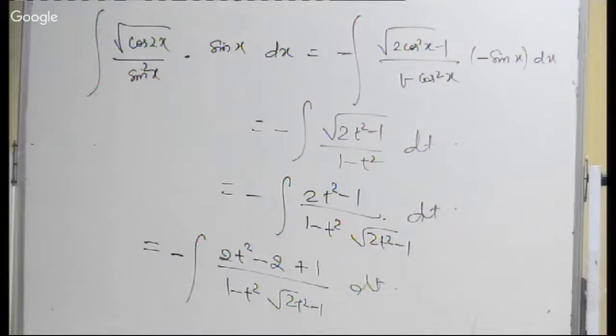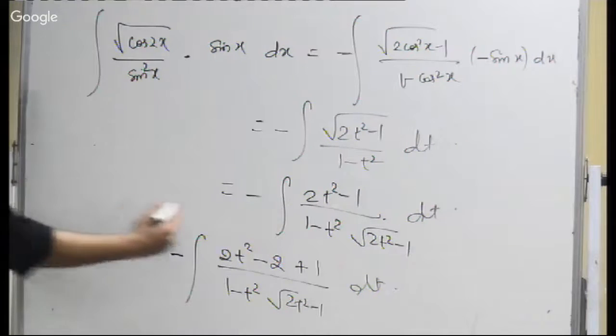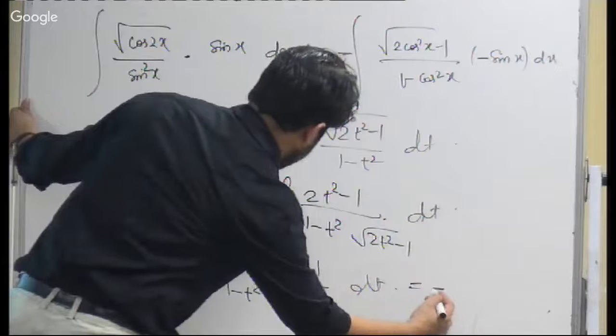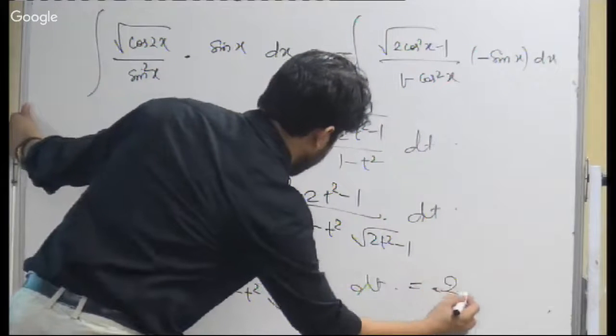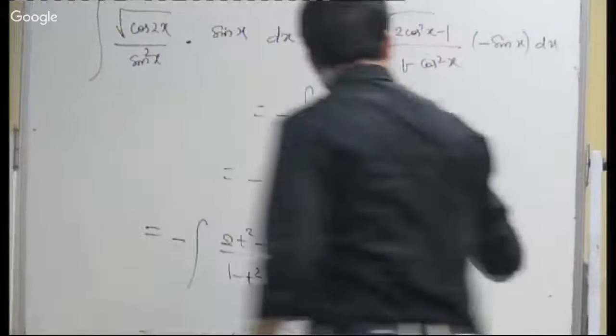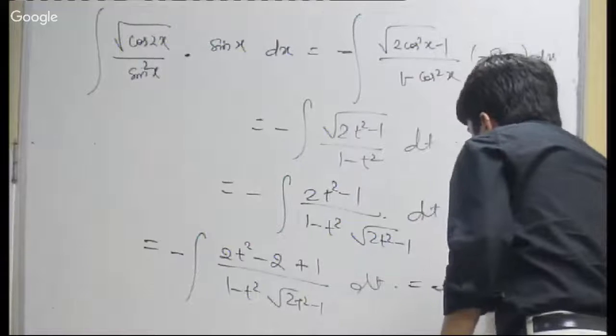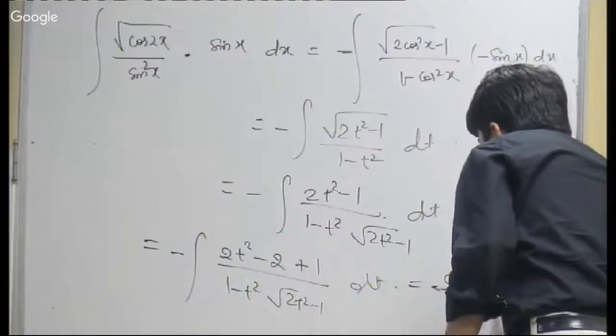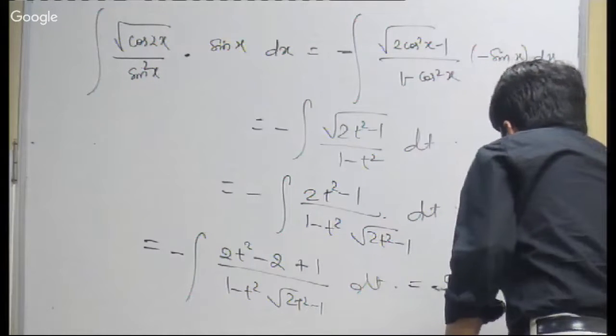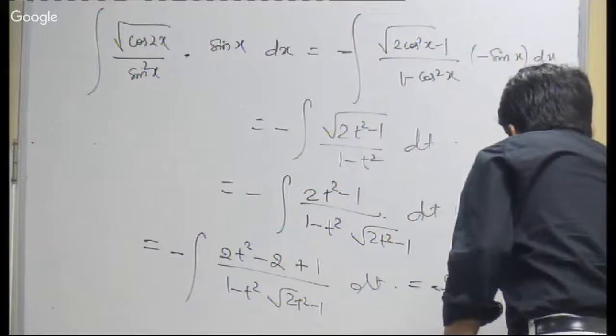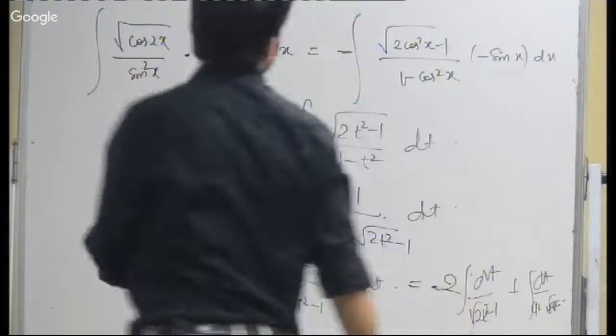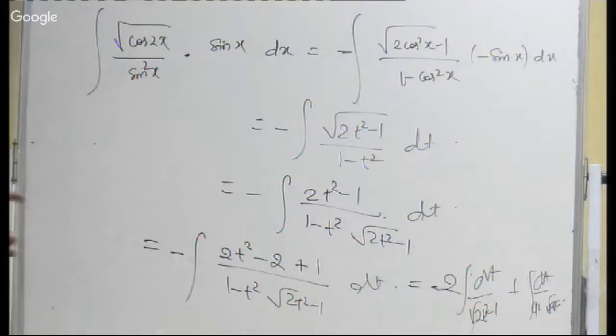Okay, fine. So I can make this as 2 dt upon under root 2t square minus 1 plus dt upon quadratic into under root quadratic. Yeah. Where was the question coming from?